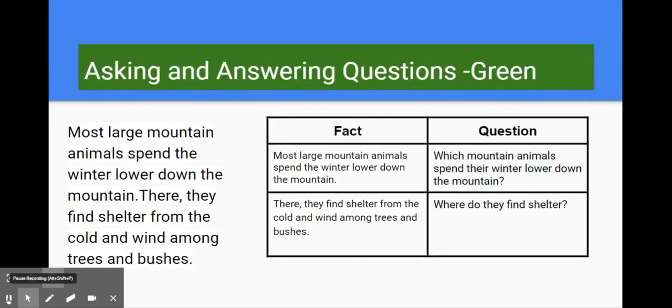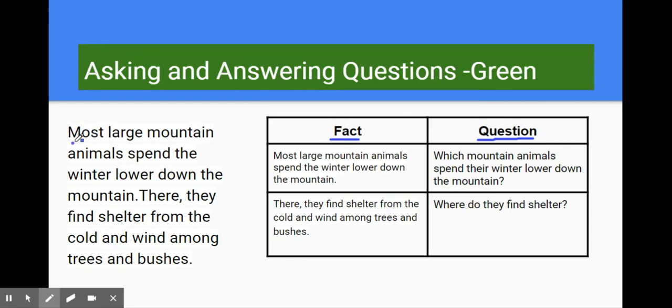First, let's go over how to create green questions. We will use a chart to help us to create our questions for red, yellow, and green questions. In our green chart, we have fact and question. We're going to take a fact from the text and create a question using the fact. We're going to restate it into a question. Let's read this text. Most large mountain animals spend the winter lower down the mountain. There, they find shelter from the cold and wind among trees and bushes.